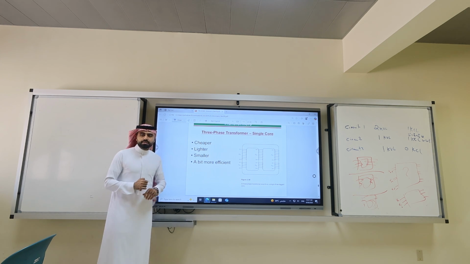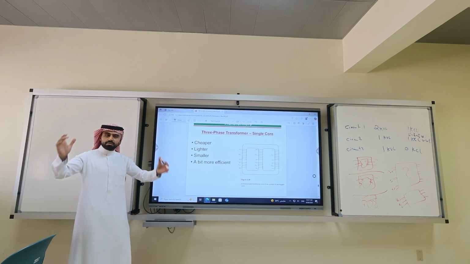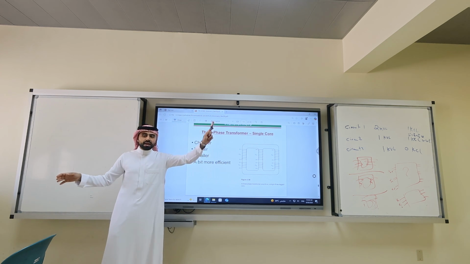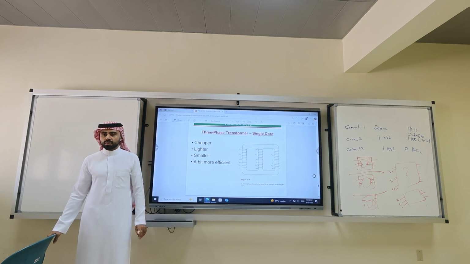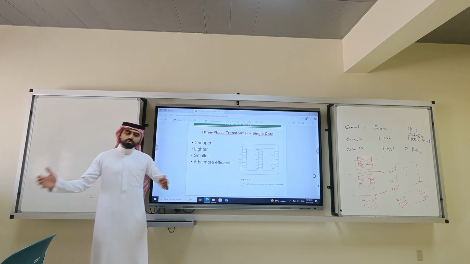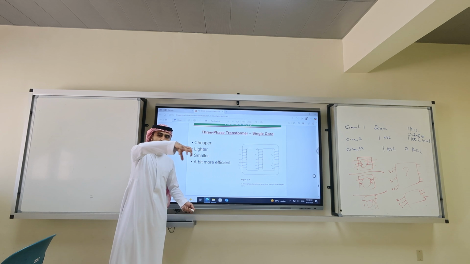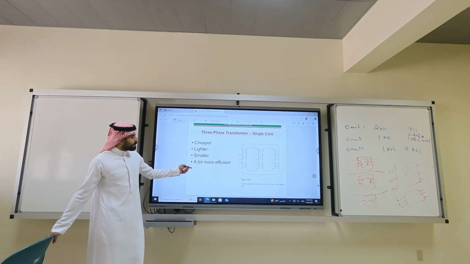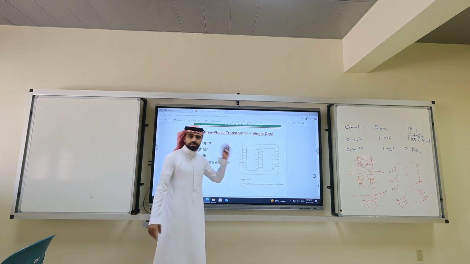Is it cheaper? Yes, because you don't do 3 manufacturing processes. You do it 1. It's lighter. And 1 transformer is lighter than the 3 transformers separately. Well, what's the problem? Instead of a weaker crane, you need a stronger crane to put it. Smaller, a bit more efficient, and it's used. What's the problem? If you get a failure here, everything is messed up.